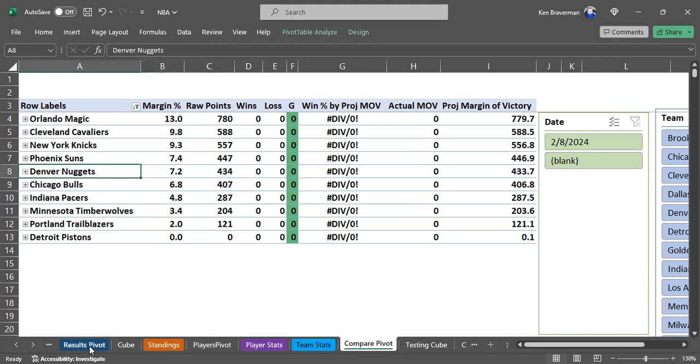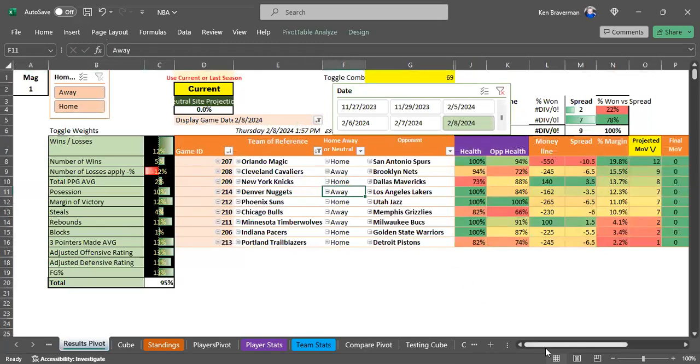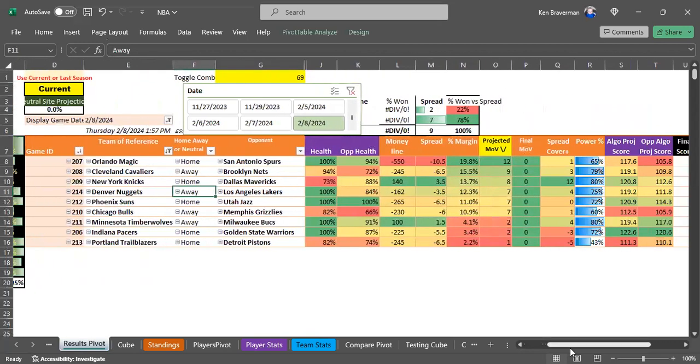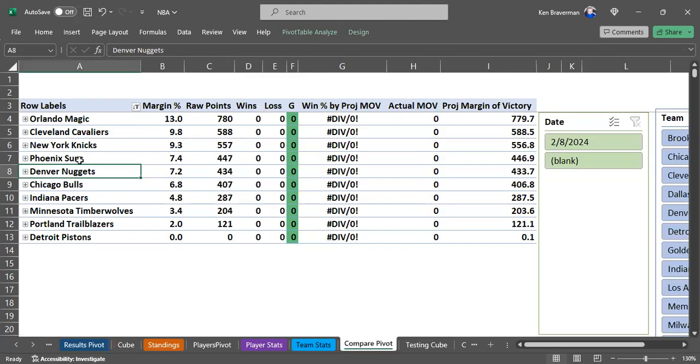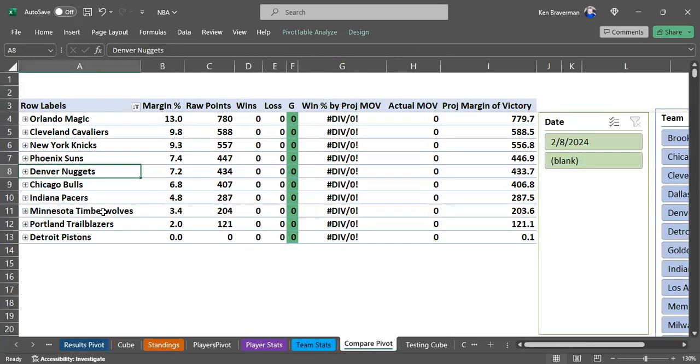How does this compare to the combination string of 69 that we were basing it off of? Because you do kind of need to base it off of one combination string. Magic, Cavaliers. So when we look at that, Phoenix. Yeah, I mean, everything's about the same order. Notice that the average margin for the Timberwolves is less than the combo we're using. So it brings them down to 3%.